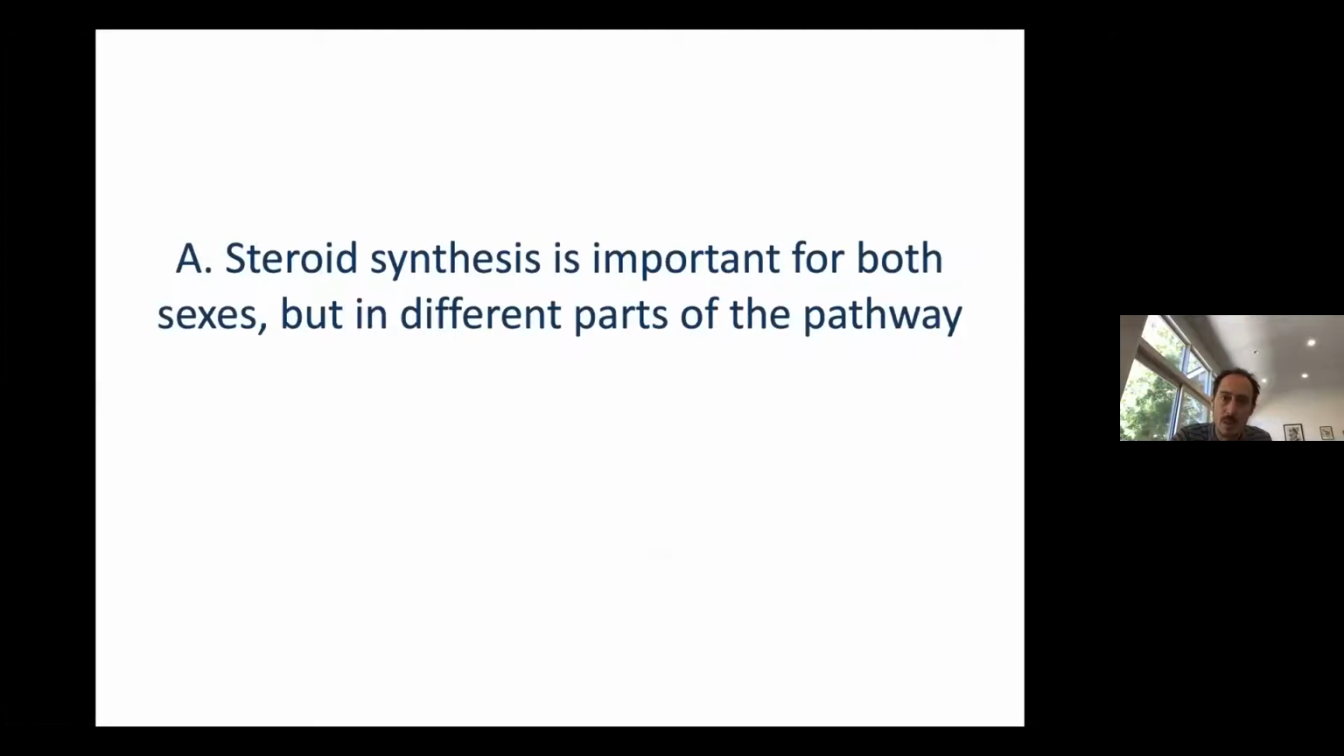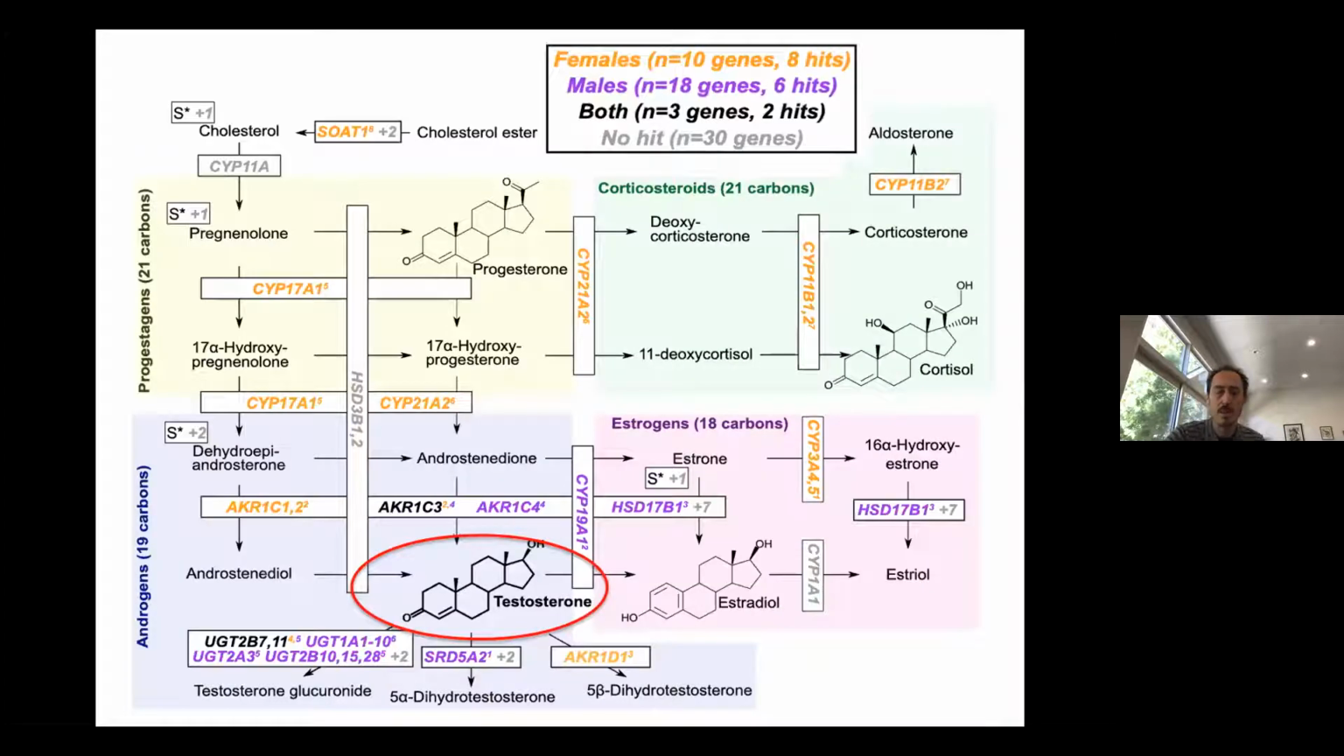So first of all, steroid synthesis turns out to be important for both males and females, but in really different parts of the pathway. So here's the biosynthetic pathway that I showed you before, but what I'm doing now is labeling the genes according to whether they have hits in males or in females. The genes marked in purple have hits in males, the genes marked in orange have hits in females, and the genes in black have hits in both. And you can see there's just a couple of those.